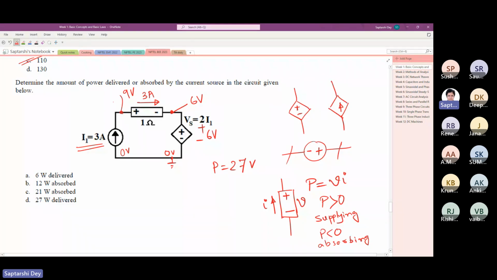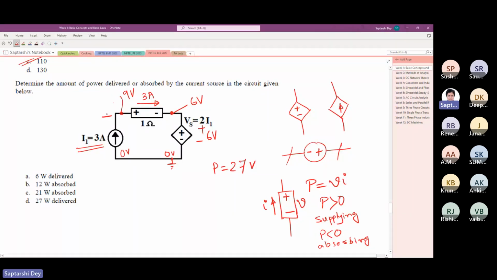It doesn't matter. Now, after the solution is done, if this happens in a source, that the source had polarity like this, plus minus voltage polarity, and you assumed the current like this, and when you find the power V into I, it comes out negative, that means the source was actually absorbing power. It was not delivering power.